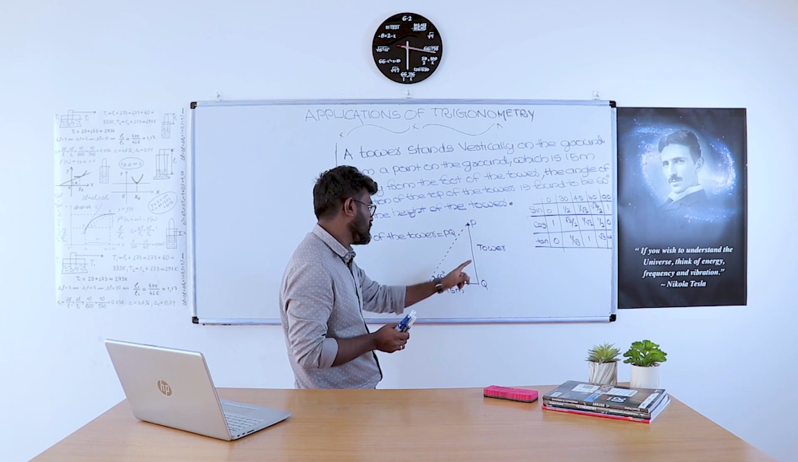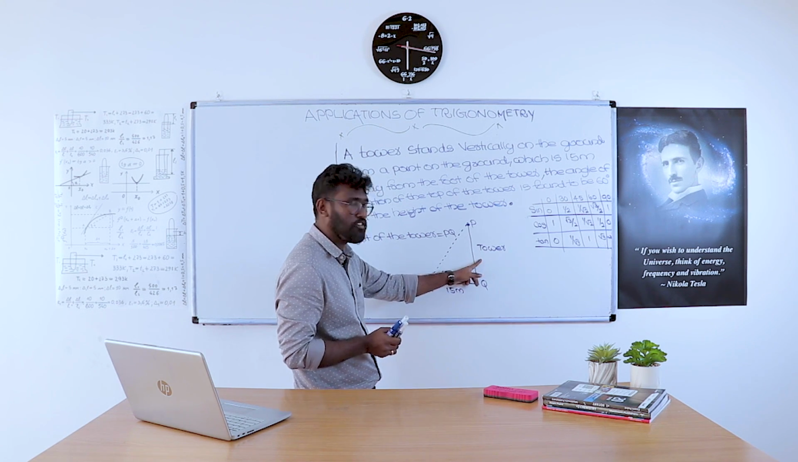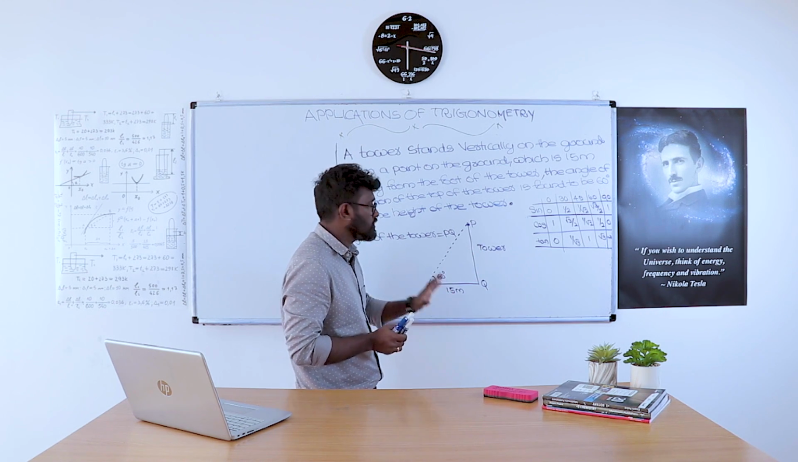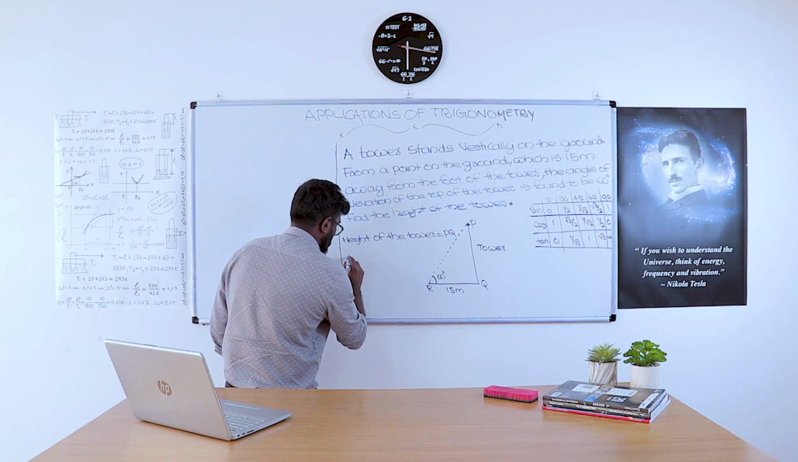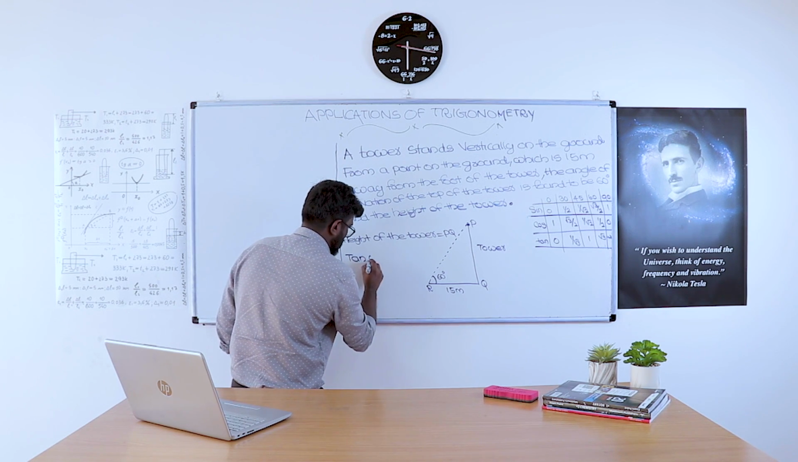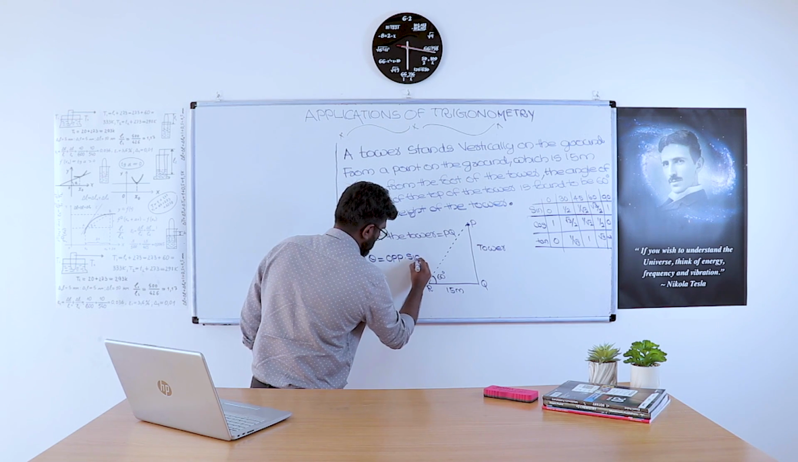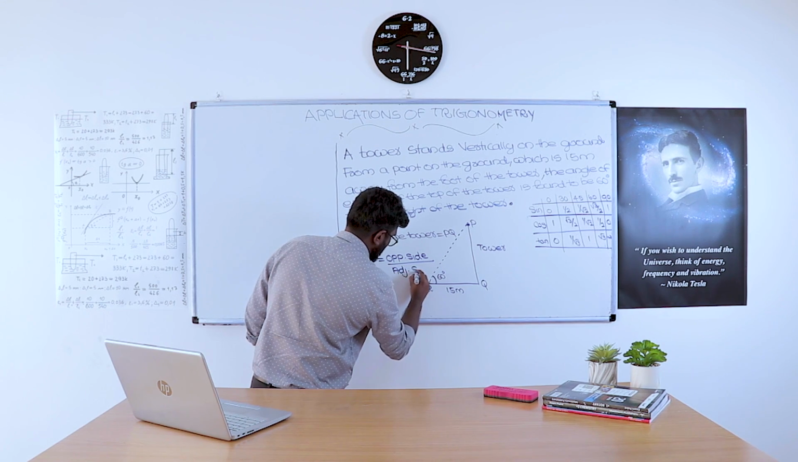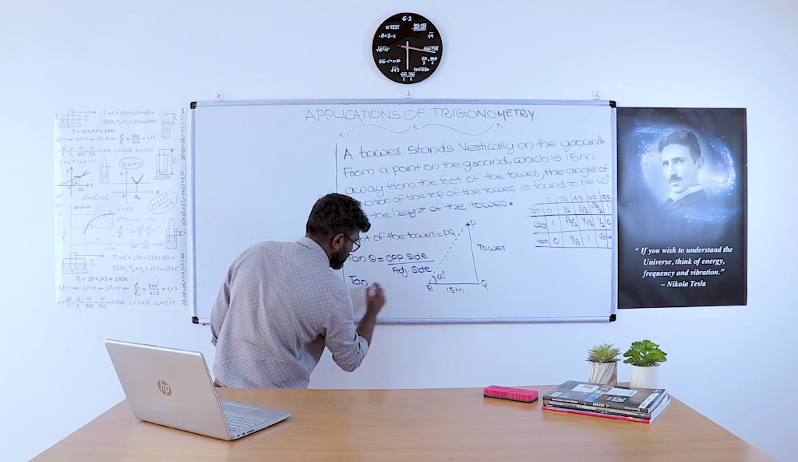If we use tan, it is opposite side by adjacent side. The adjacent side is given. We want to find out the opposite side. So this relation holds good, and we have to use the tan value. As we know, tan theta equals opposite side by adjacent side, right?